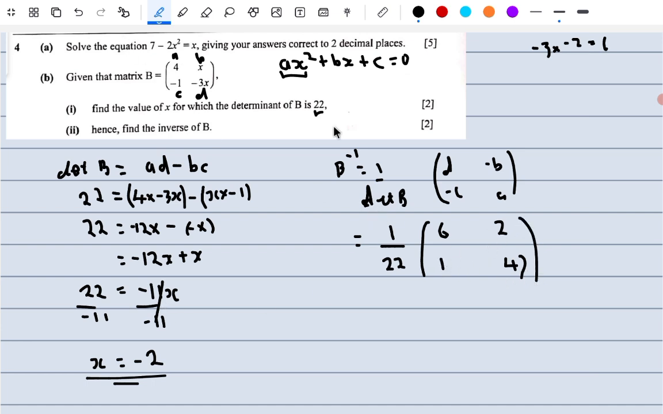Okay, so this is it. Some people start to multiply, others start to multiply. But then you can leave your answer like this. It's just correct.